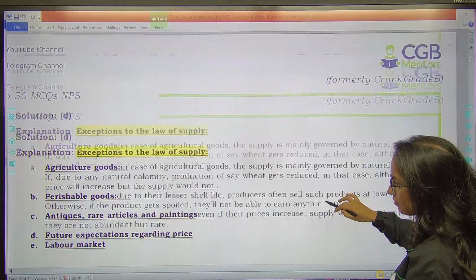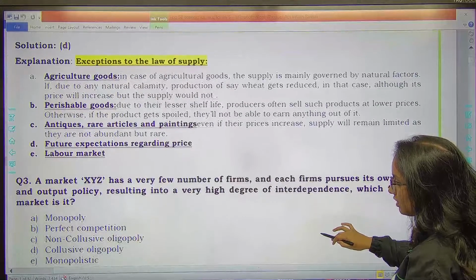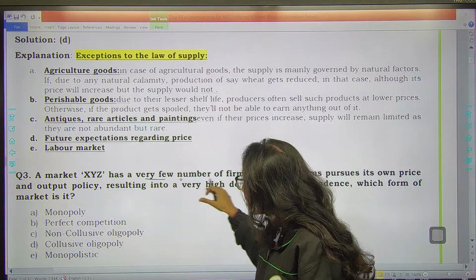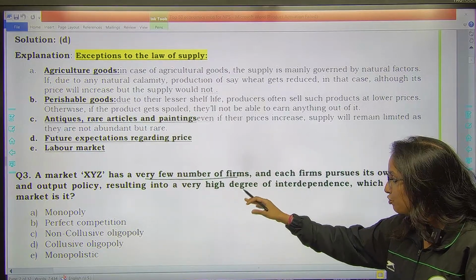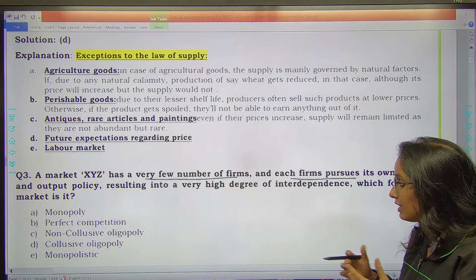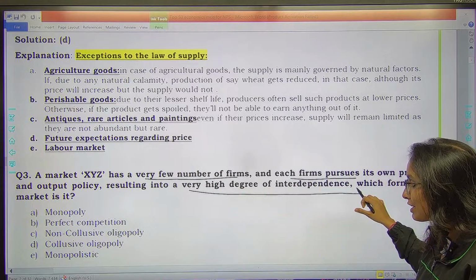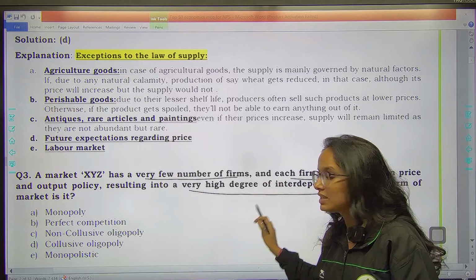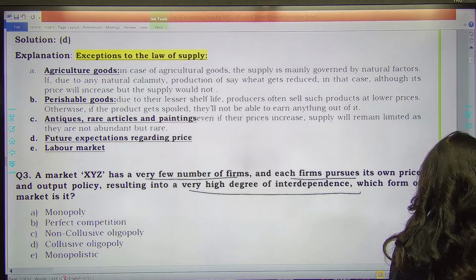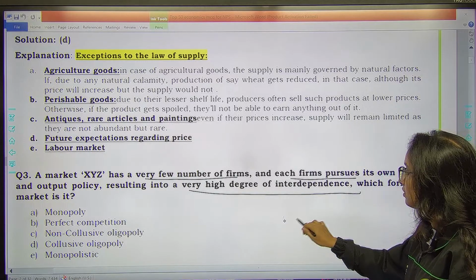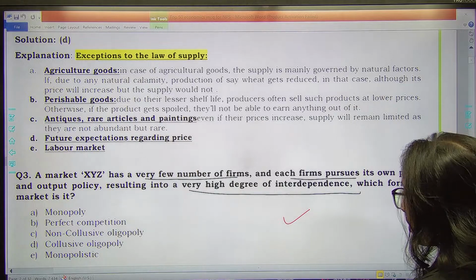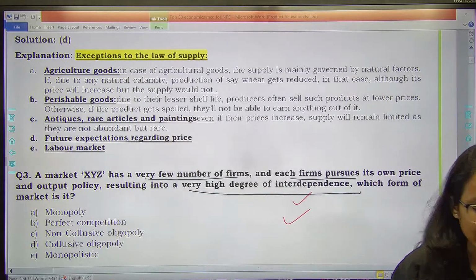Question number 3. Market XYZ has a very few number of firms. Look at the features: a few number of firms, and each firm pursues its own price and output policy, resulting in a very high degree of interdependence. Which market do all these typical features belong to? Which form of market are we talking about here? Anyone? Very few firms, each one pursuing its own price and output policy, resulting in a high degree of interdependence.